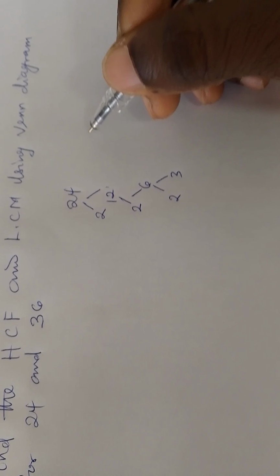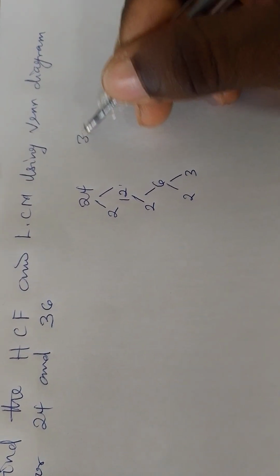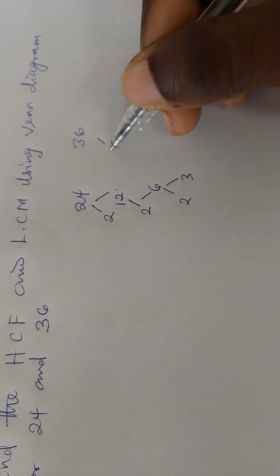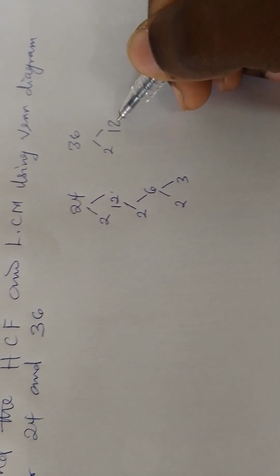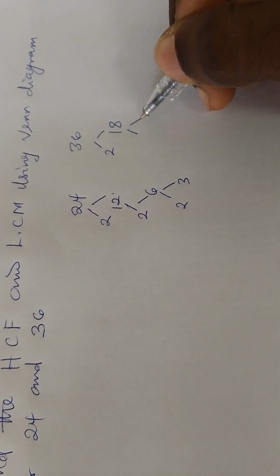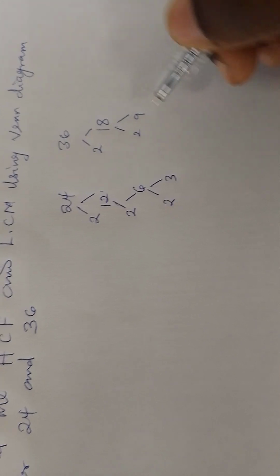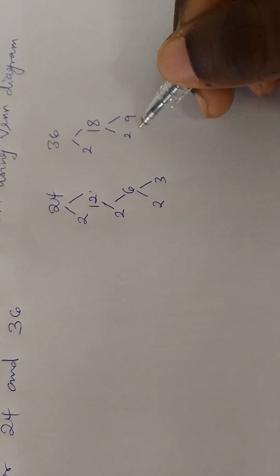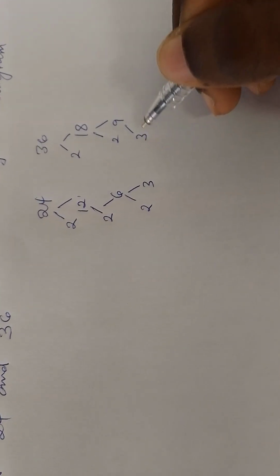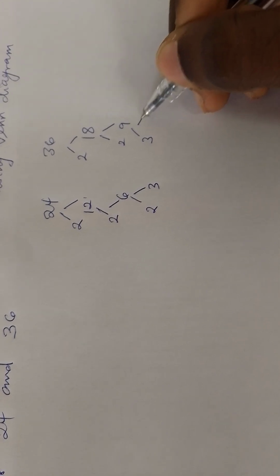Then we go to 36, the next number. If you divide by 2, we have 18. 18 divided by 2, we have 9. And I can't divide 9 by 2, we are going to have a remainder, so I will use 3. 9 divided by 3 is 3.